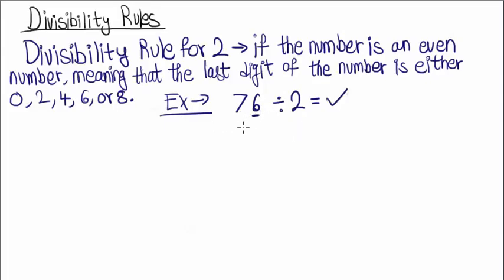On the other hand, a number such as 99 is not divisible by the number 2 because the last digit of the number 99 is the number 9, not 0, 2, 4, 6, or 8.